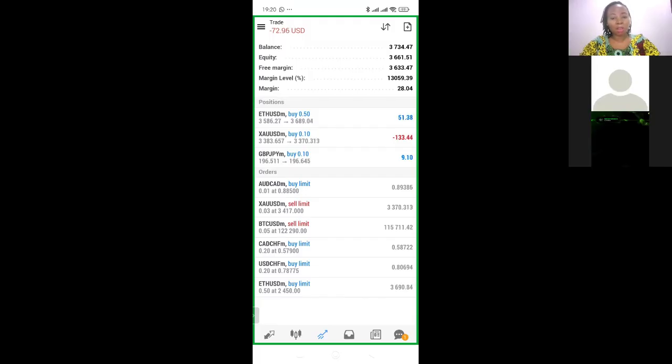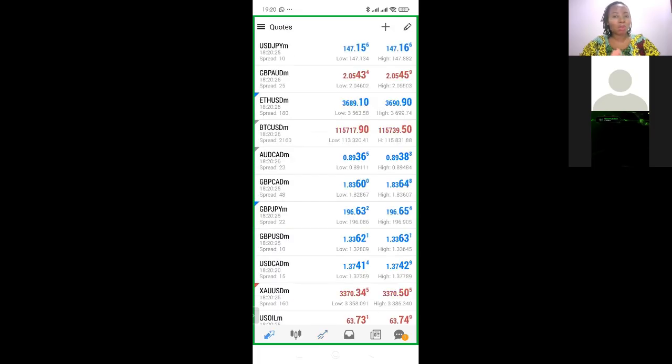Can you see the menu at the bottom? The up and down arrow. Now the up and down arrow is called quotes. That is where you see the list of all the tradable commodities under the quotes.